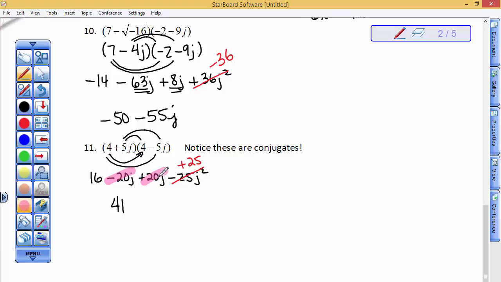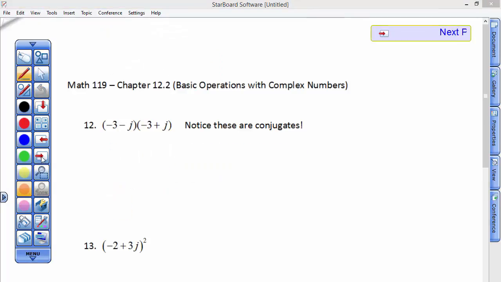So multiplying a complex number by its conjugate gives you an answer that is just a real number all the time. Here's one more. Check it out. So this is a complex number, and then notice the next binomial just has, instead of a minus sign here, a plus sign here. Notice these are conjugates.